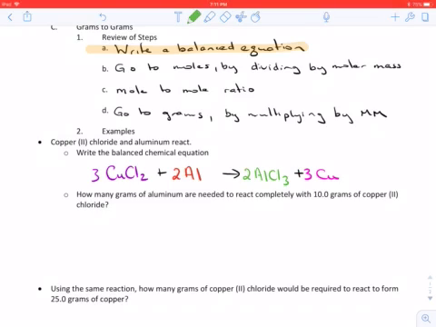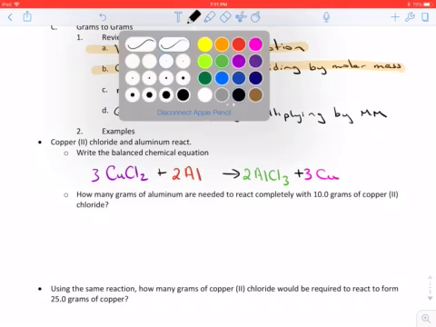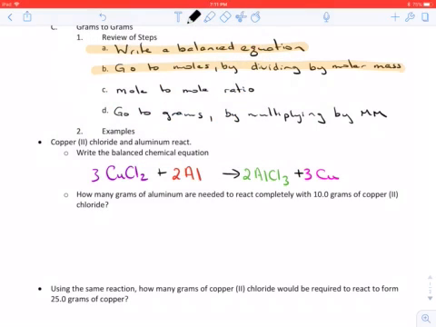And this is what we've been doing for a while, so that's why I didn't spend a ton of time on it. So that was our first step. So we're done with that. Now we're ready for our next step. And we're going to put it all on one little stoich line. If we go through our problem, we have 10 grams of copper 2 chloride. That's what we have. And we're looking for grams of aluminum. Remember, circle what we're looking for, underline what we know.